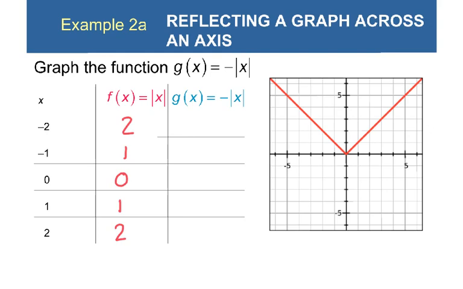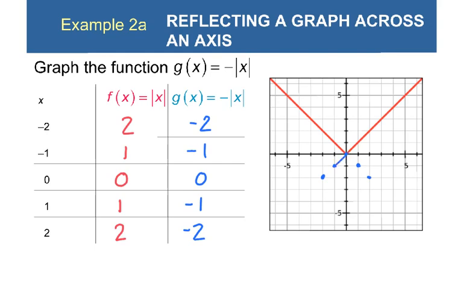Now let's look at the g of x function so we can graph it. The negative absolute value of -2 is going to be -2. And then the negative absolute value of -1 is -1. Negative absolute value of 0 is just 0. Then we're going to have -1 here and -2 again. Now let's plot these points. So we get -2, -2, -1, -1, 0. See what the graph of this function is going to actually look like?